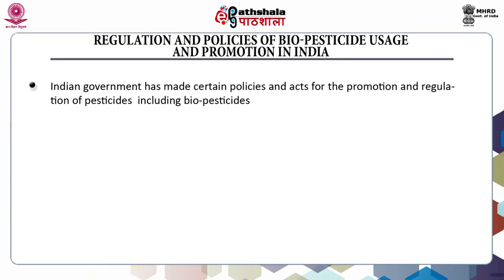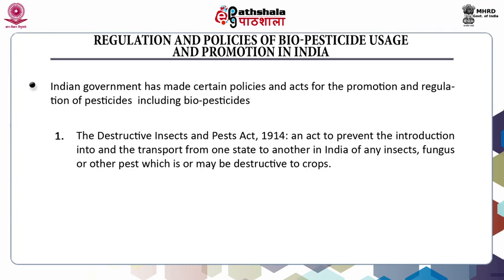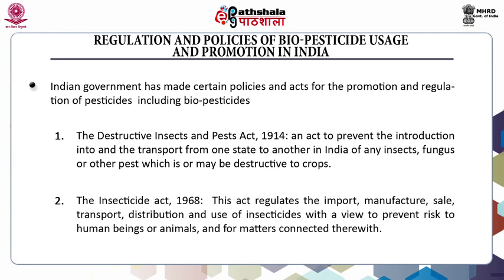The Indian government has made certain policies and acts for the promotion and regulation of pesticides, including biopesticides. The first such act is the Destructive Insects and Pests Act 1914. It was an act to prevent the introduction into and the transport from one state to another in India of any insect, fungus or other pest which is or may be destructive to crops. Secondly, the Insecticide Act 1968.